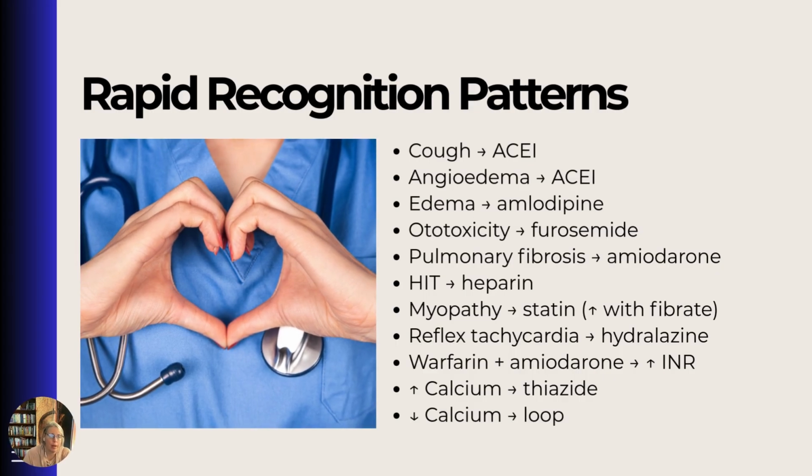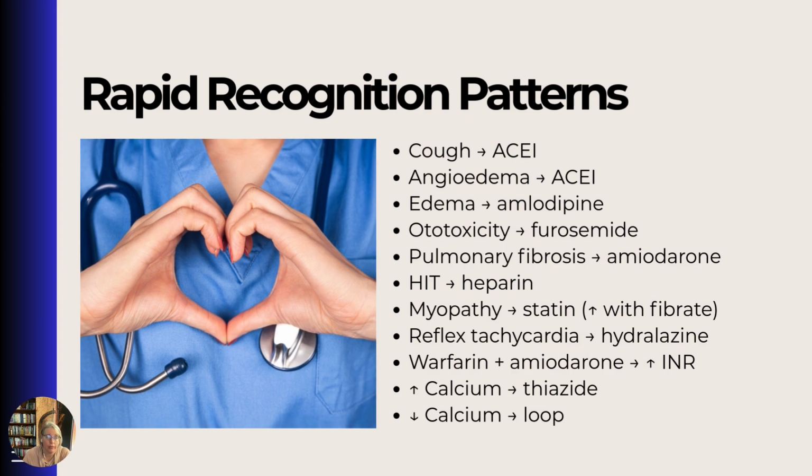All right, so rapid recognition patterns include cough. If you have a person on their ACE inhibitor and they have a cough, you're going to switch to ARBs. Angioedema is probably going to be a risk issue with the ACE inhibitor. So if this person has kidney failure all of a sudden, or angioedema, to the kidney it is a big deal: ACE inhibitor. General edema is amlodipine. Ototoxicity is furosemide. Pulmonary fibrosis is amiodarone. Heparin-induced thrombocytopenia is heparin. The HIT is heparin.